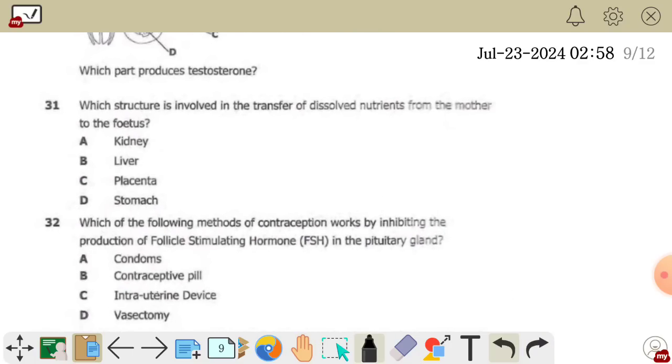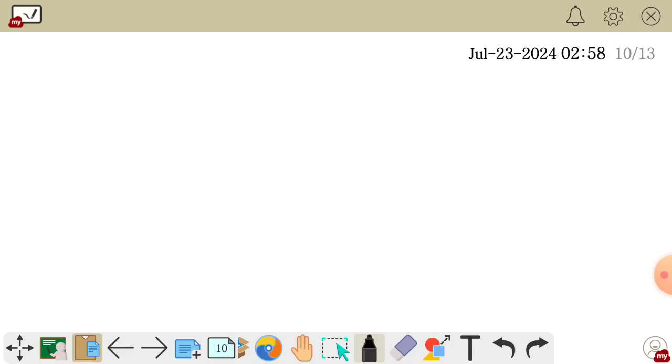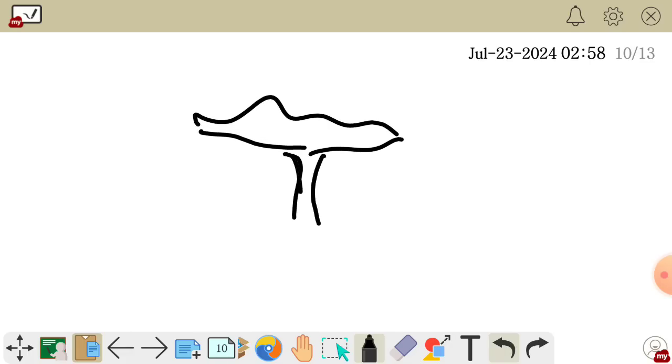Okay. So question 31. Which structure is involved in the transfer of dissolved nutrients from the mother to the fetus? A, kidney, B, the liver, C, placenta, D, stomach. So the organ or structure which is responsible for transferring dissolved nutrients from the mother to the fetus is the placenta. So we are going to have the placenta here, and then the umbilical cord, then we are going to have a baby here.